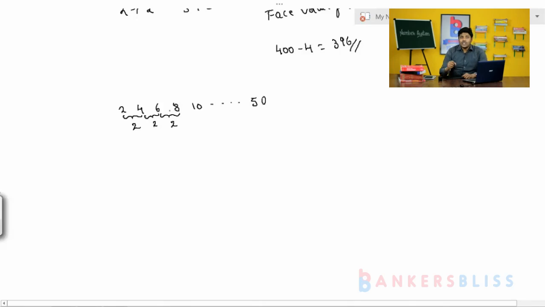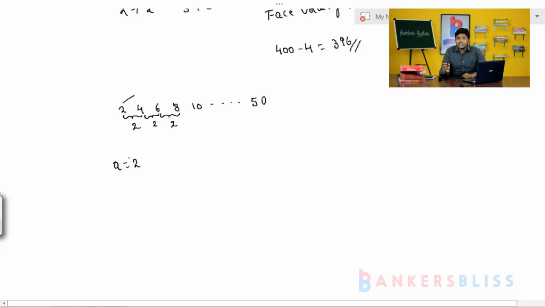That is also 2. So, between two successive numbers, if the differences are the same, then the series is called AP, that is arithmetic progression. The difference between successive numbers is 2, therefore 2, 4, 6, 8, 10 till 50 is in AP. The first term is called A. Here A is equal to 2.